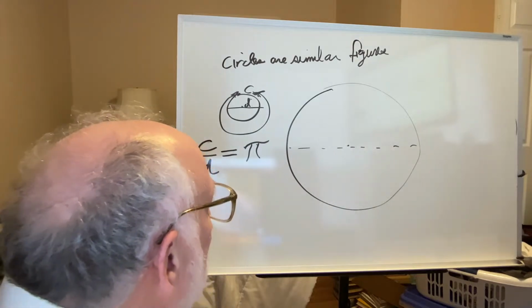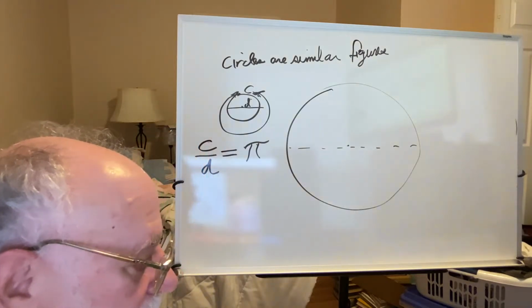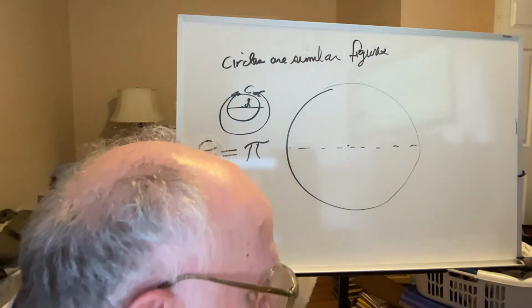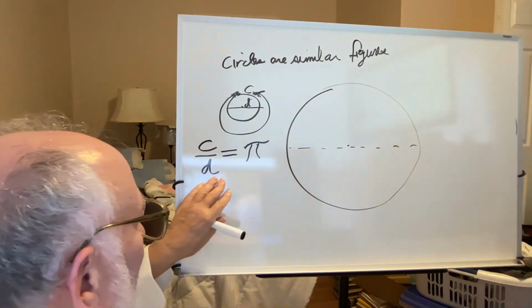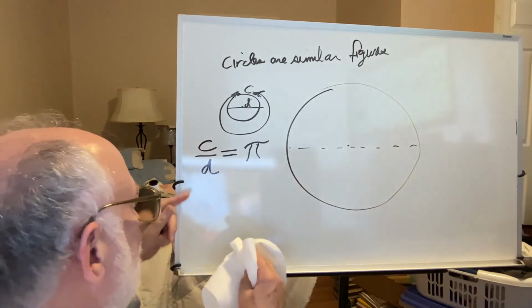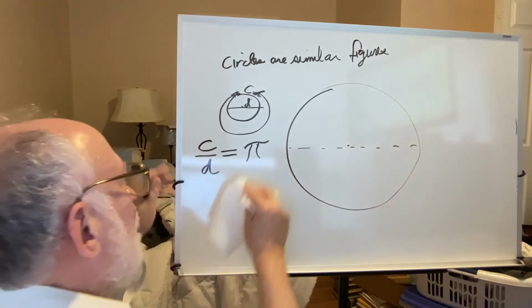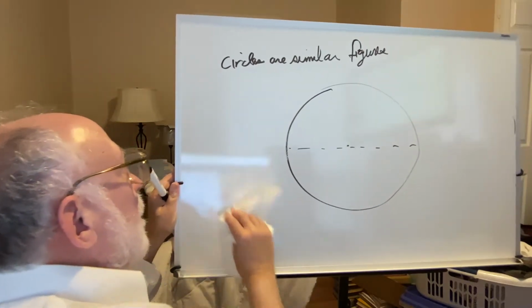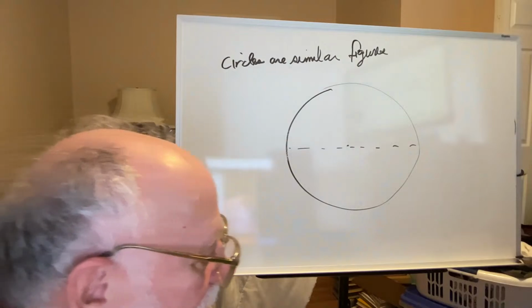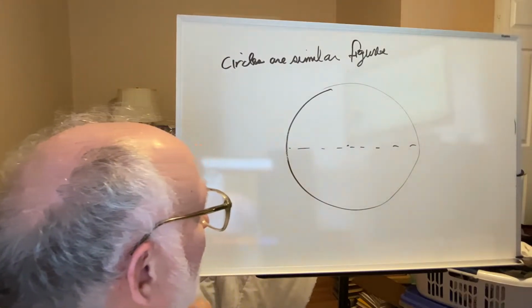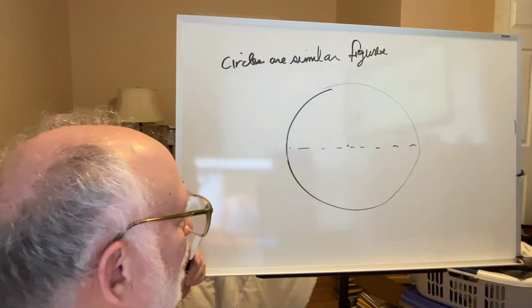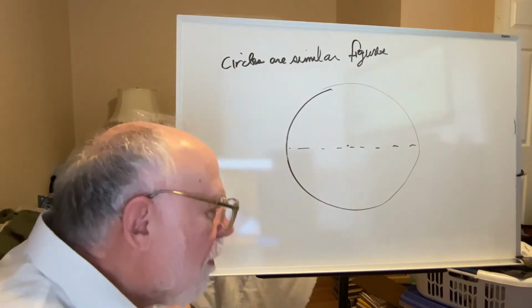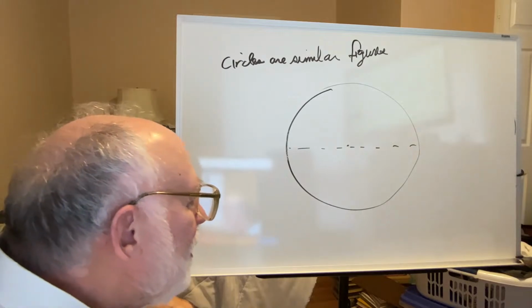Okay. So those are things that you discuss in pre-calculus without really proving this equality here. But C is pi times D. So we can erase that. And what we want to do is extend the idea of area to circles. So we're going to prove the formula for area. Now, how do we do that?